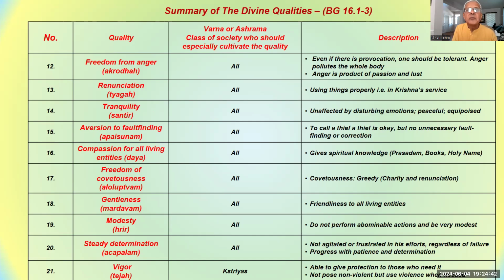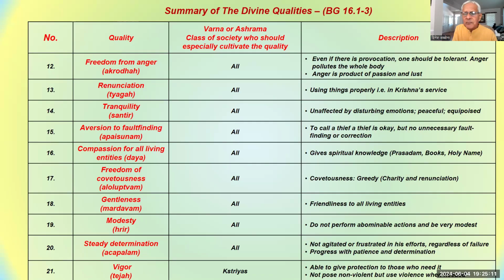Renunciation, tyaga, all. Using things properly, that is in Krishna's service. Tranquility, shanti, all. Unaffected by disturbing emotions, peaceful, equipoised. Aversion to fault finding, apaishunam, all. To call a thief a thief is okay, but no unnecessary fault finding or correction. Compassion for all living entities, daya, all.